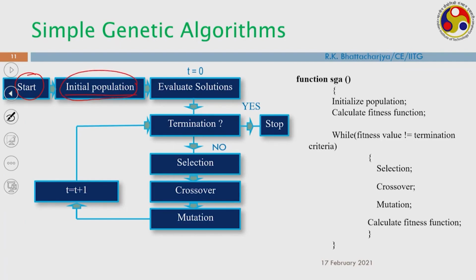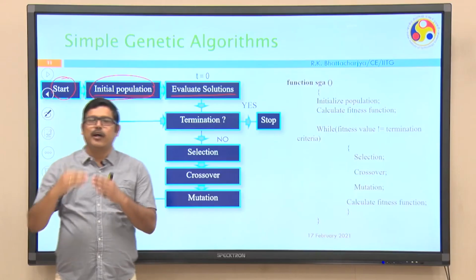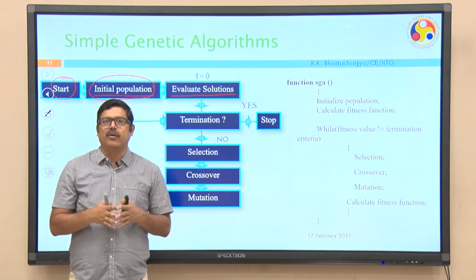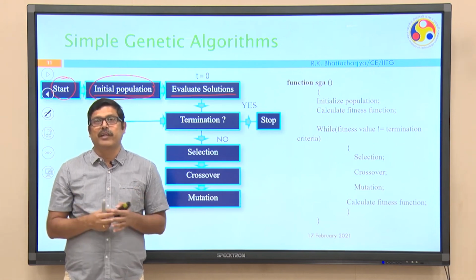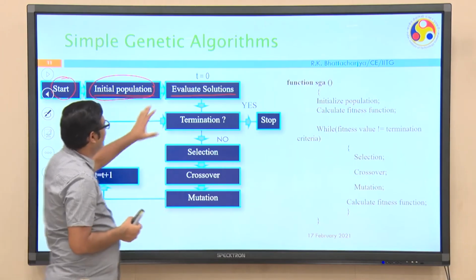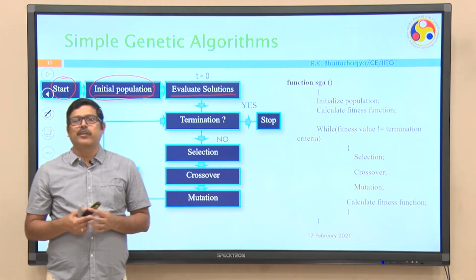Now, next is to evaluate the solutions, that is, evaluate the members of the population. Suppose your population size is 15, that means it is a set of 15 solutions. Now, you evaluate these solutions. What does evaluation mean?